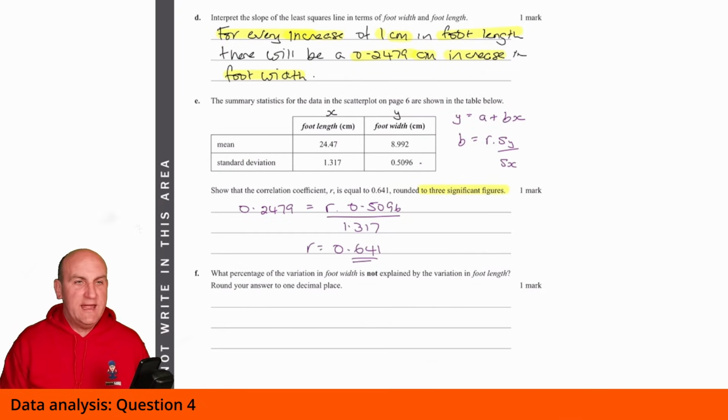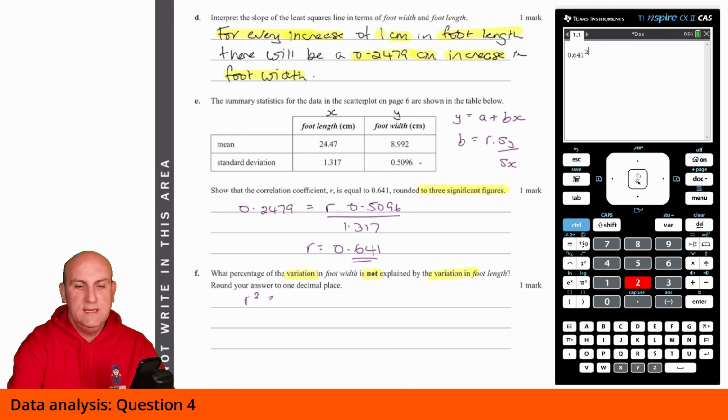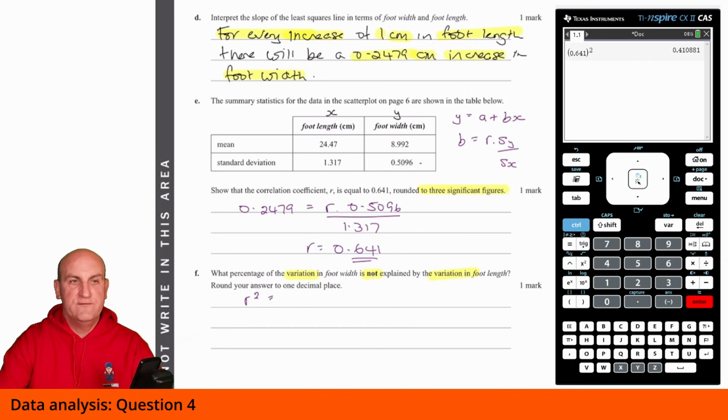Now moving on to part F, what percentage of the variation in foot width is not explained by the variation in foot length? Oh, bit of a trick there. Not explained. Now, whenever I see the words variation and variation, I know that we're talking about the value of R squared. So probably let's work out the value of R squared first. Bring up my calculator. Let's do that. All right, now we had our value of R in the previous question, and I'm probably going to use that one there, 0.641. And I'm going to square that, if you will, please. Squared, which gives me that value there.